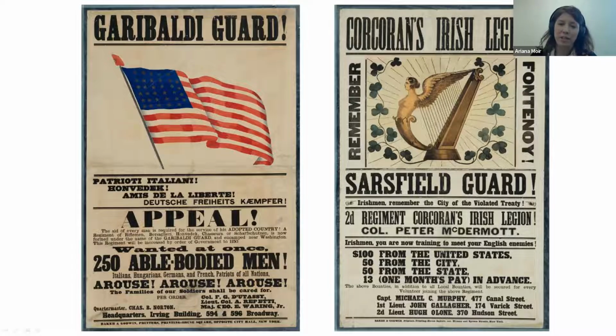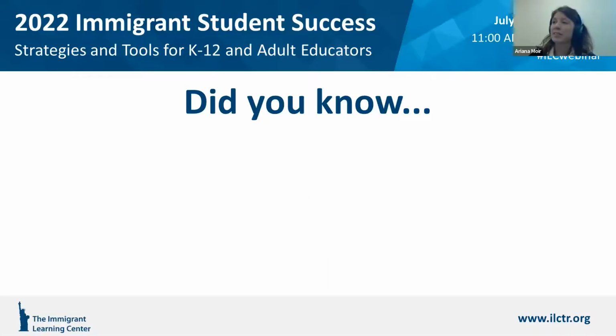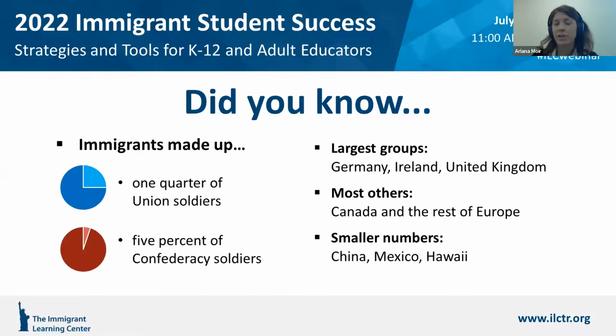So this is how we introduce the topic to the students. And just to give you some quick interesting stats, in 1860, about 13% of the US population was born overseas, which is about roughly what it is today. But 1 in every 4 members of the Union Army was an immigrant. And if you add on top of that, another 18% had at least one foreign-born parent. So that means that immigrants and the children of immigrants made up about 43% of Union soldiers. Whereas for the Confederacy, it was about 5%.